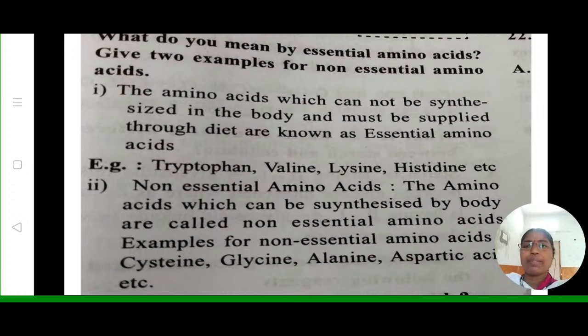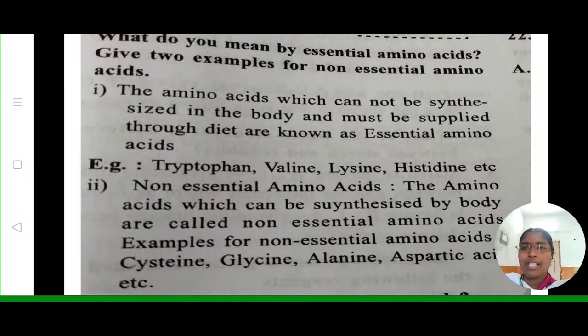Give 2 examples for non-essential amino acids. So in this question, we first need to know what essential amino acids and non-essential amino acids are, and their examples also. So let us see. First one, essential amino acids.